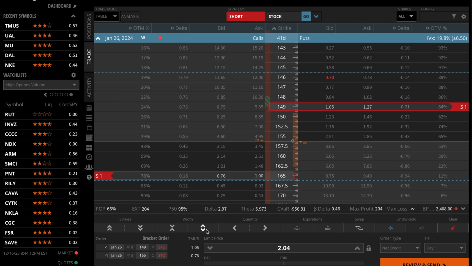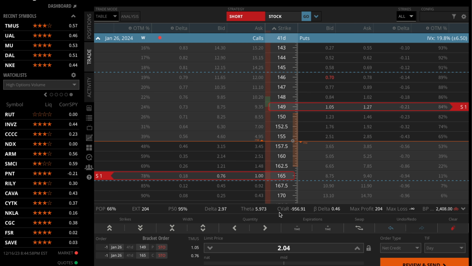What's interesting about this is the P50, or the probability of achieving a 50% gain during the life cycle of the trade, is 95%. That's really good, and it's much larger than the 66% probability of profit, which just states the likelihood of us profiting a single cent at expiration. It does eat up a fair amount of buying power, almost over 2,400. But our beta weighted delta is virtually neutral. Here our delta for the trade is 3.